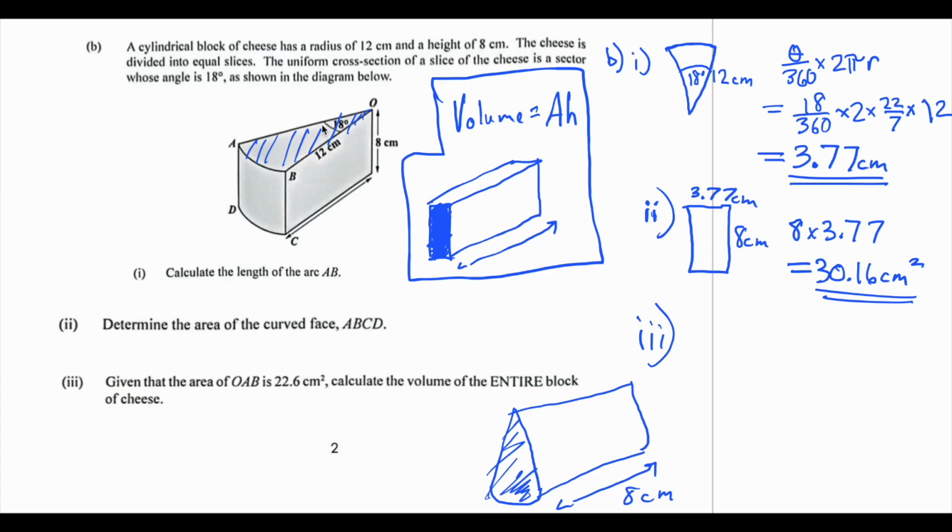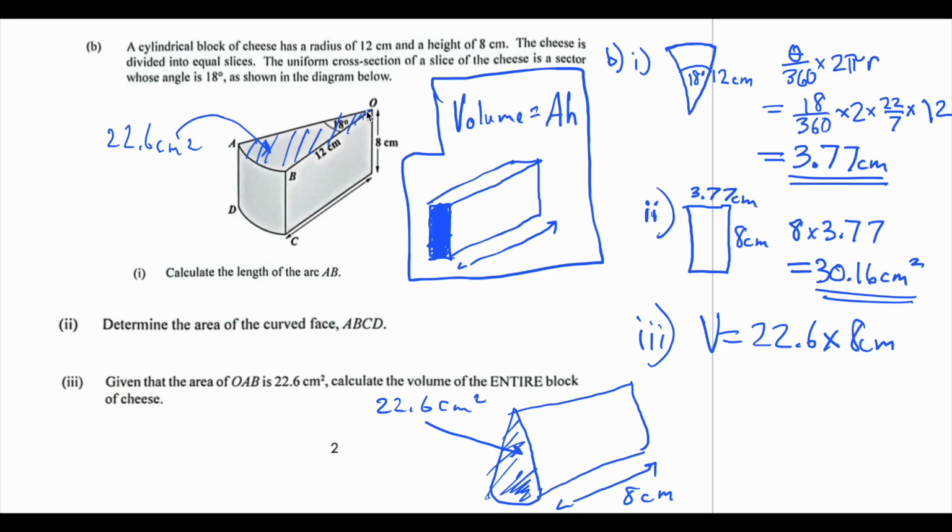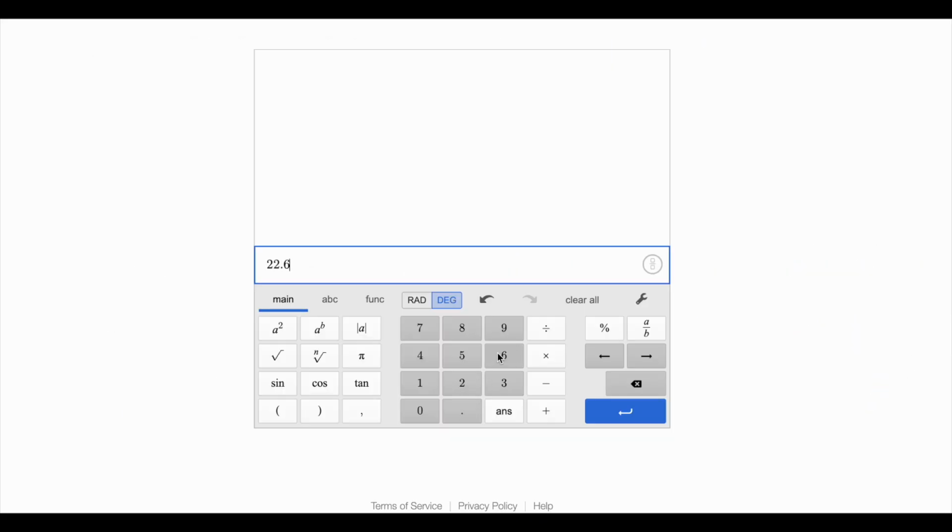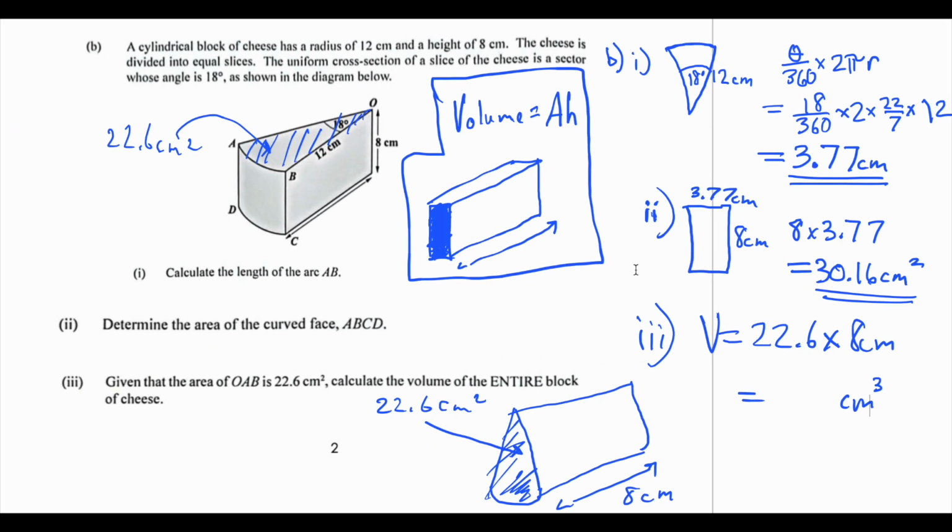So in essence, since this is the area that we know, which is 22.6, using this same principle, I would say that the volume is equal to 22.6, which is the cross-sectional area, times this distance here, which is 8 centimeters, which is right here. Then that would give me my final answer in centimeters cubed, because that's volume. So 22.6 times 8, which is 180.8.